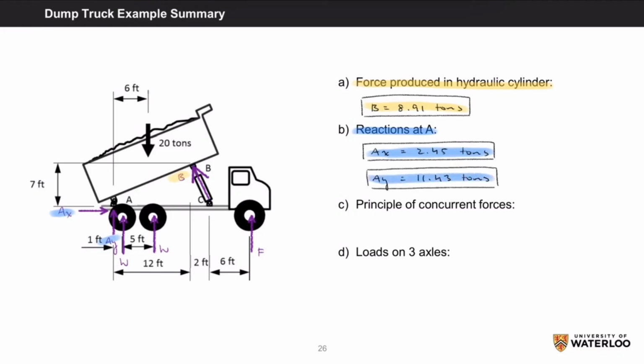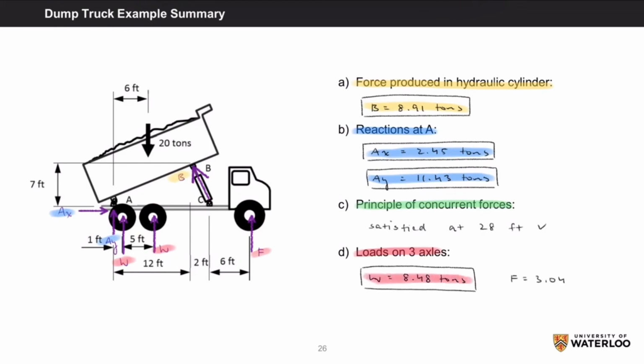In part C of the question, we verified our solutions using the principle of concurrent forces and found that the forces will meet at a height of 28 feet, confirming that all three forces satisfy the principle. And finally, we found the loads on the three axles given that the two rear axles carried the same load. Using the sum of moments equation about the front axle, we found that the rear axles each carry a load of 8.48 tons. And through a force balance in the y direction, we found the load on the front axle to be 3.04 tons. This last part tells us that the rear axles do most of the heavy lifting, and the front axles are reserved for steering, carrying a lighter load.